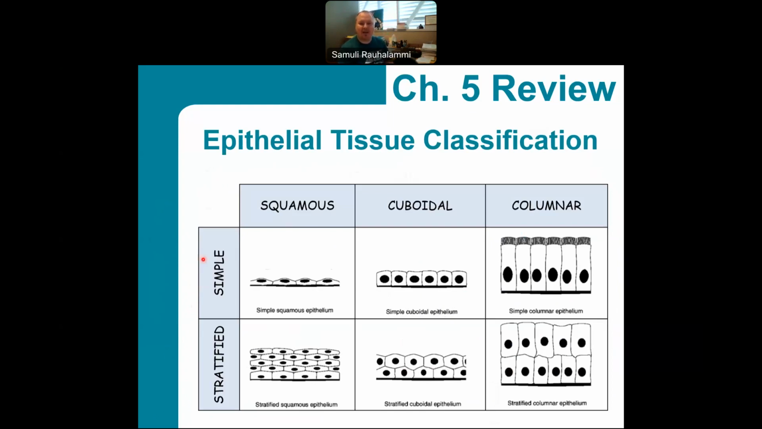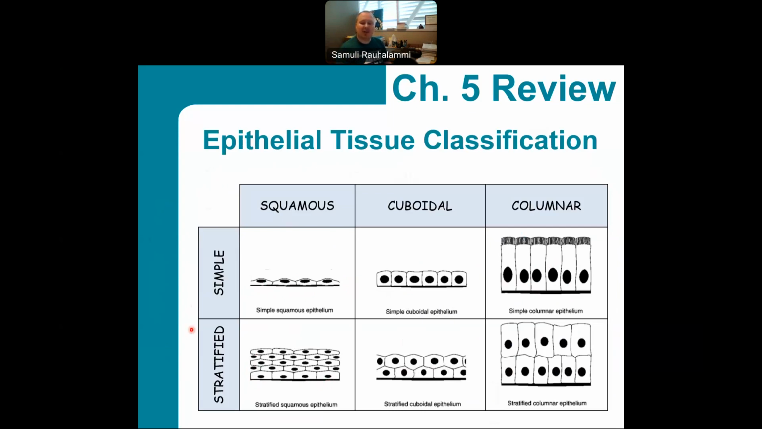So simple epithelial tissues are made of just one single layer of cells. So we see three different examples. All of them are characterized that we have just one layer of cells that's resting on the basement membrane. Stratified epithelia instead is made of multiple layers of cells, and these multiple layers of cells again rest on the basement membrane. So stratified refers to two or more layers of cells that form an epithelial tissue.